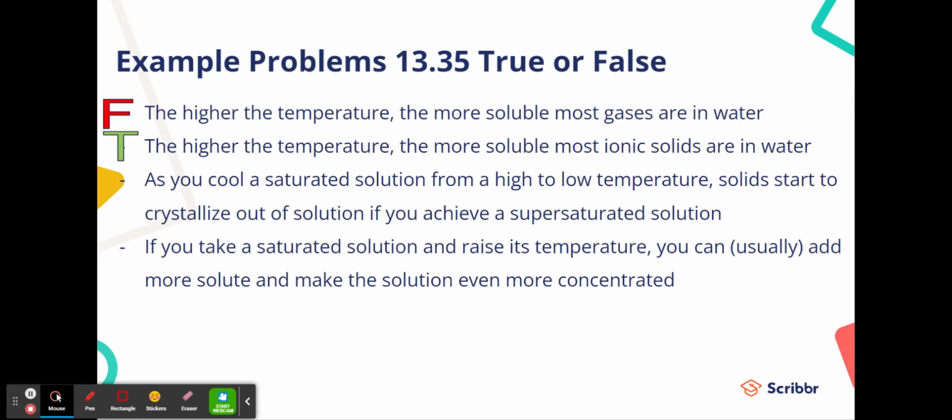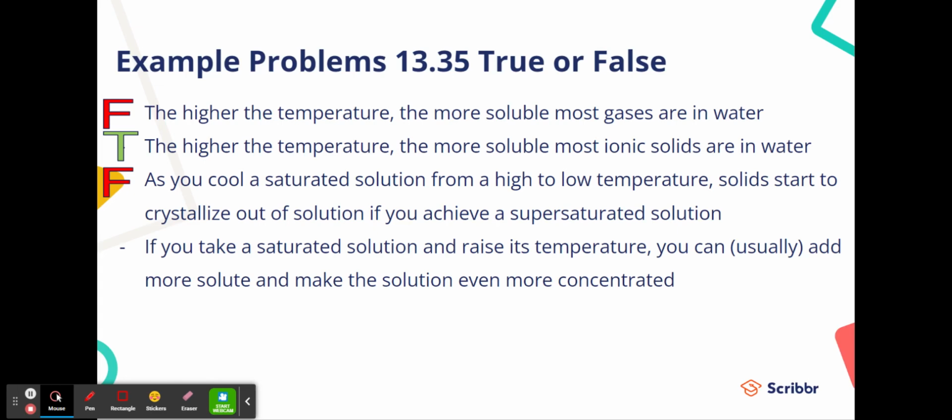Now, as you cool a saturated solution from a high temperature to a low temperature, solids start to crystallize out of the solution if you achieve a supersaturated solution. This one is false because a supersaturated solution won't start to crystallize until you give it a crystalline seed to start crystallizing or agitate it in some way where the particles arrange and a crystal starts, and it builds the crystal structure and then is no longer supersaturated.